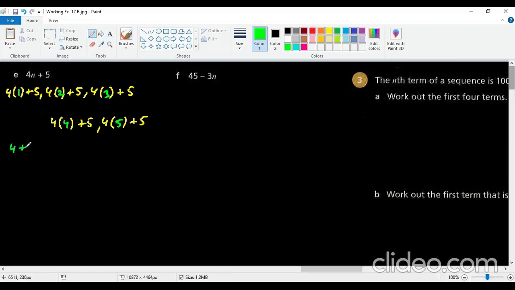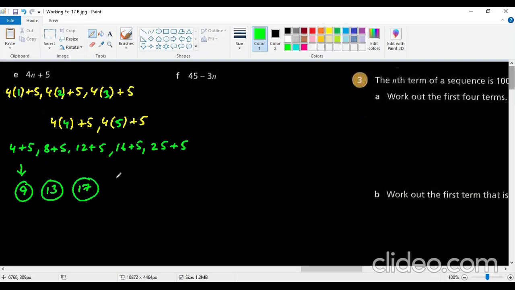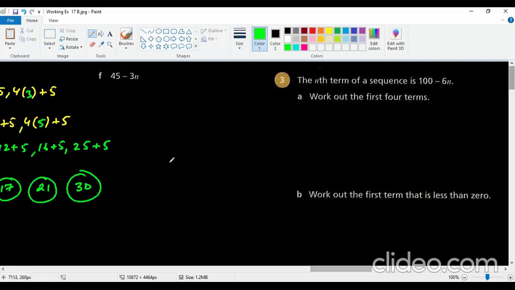So the first term is going to be 4 times 1, which is 4, plus 5. The second term is 8 plus 5. The third term is 12 plus 5. The fourth term is 16 plus 5. And this one is 20 plus 5. So finally, you will get the first term as 9, the second term as 13, the third term as 17, and 16 plus 5 is going to be 21 as the fourth term, and the fifth term is going to be 25. So this is the answer for part E.